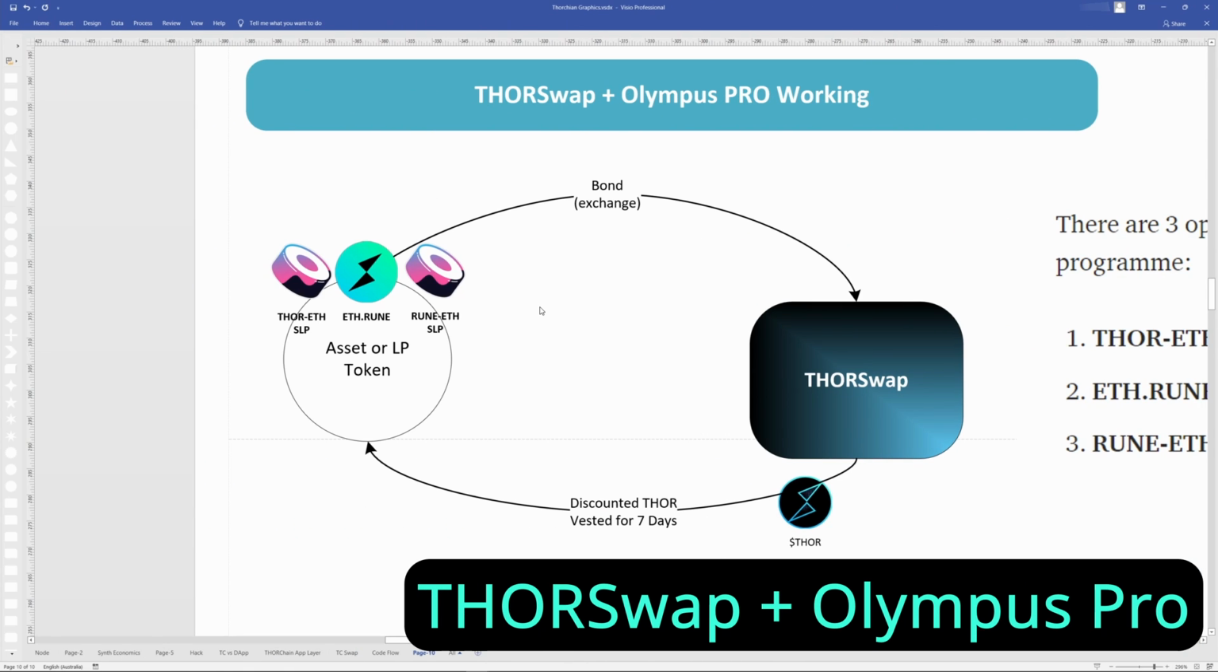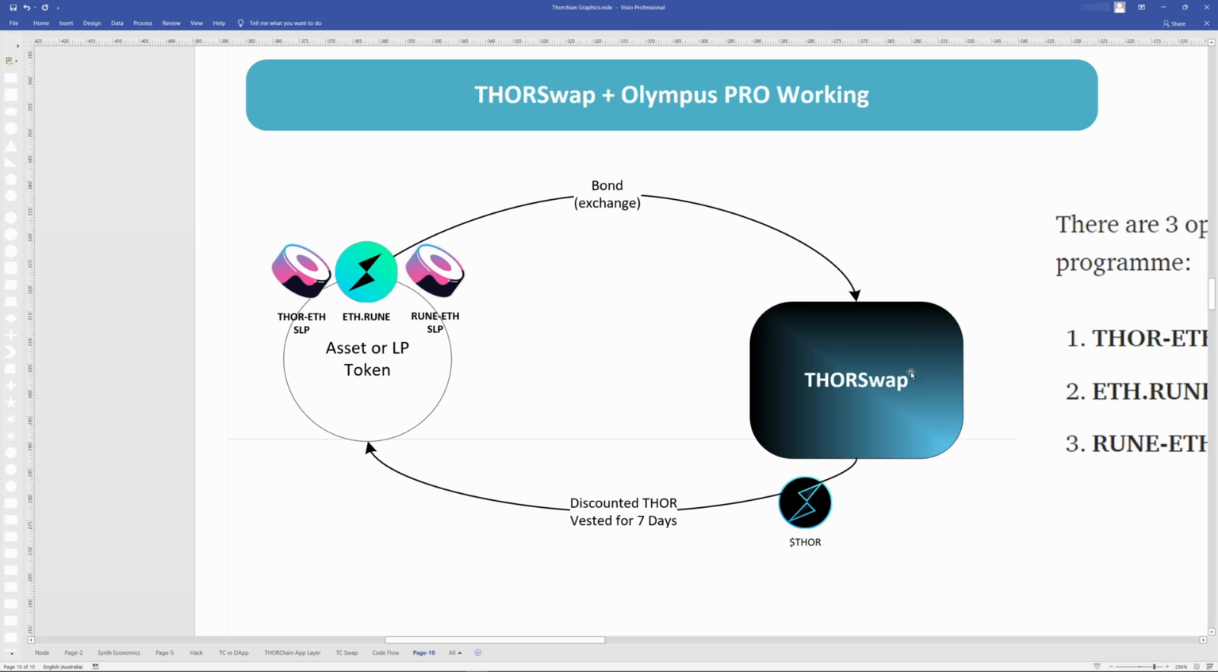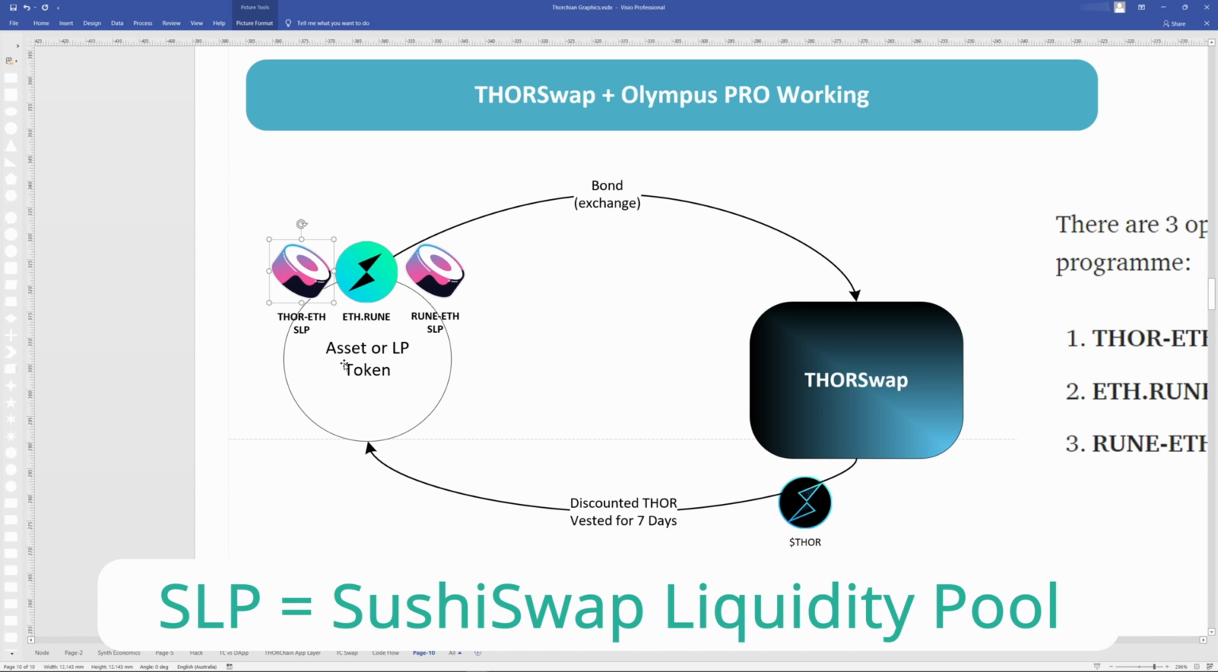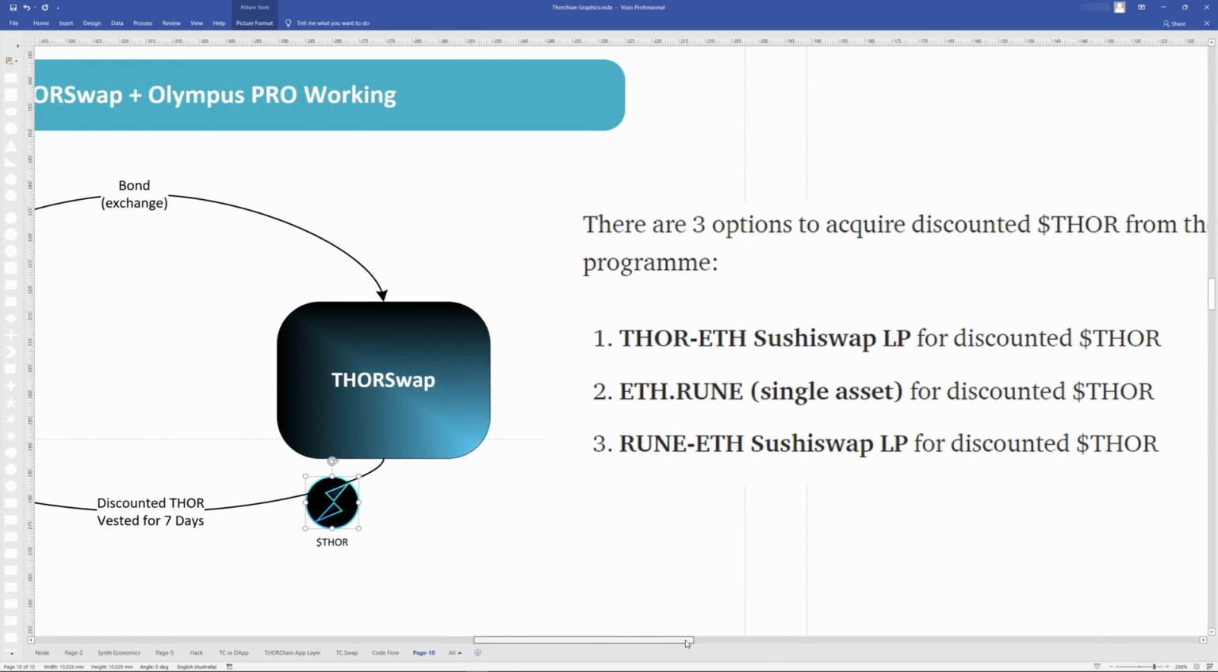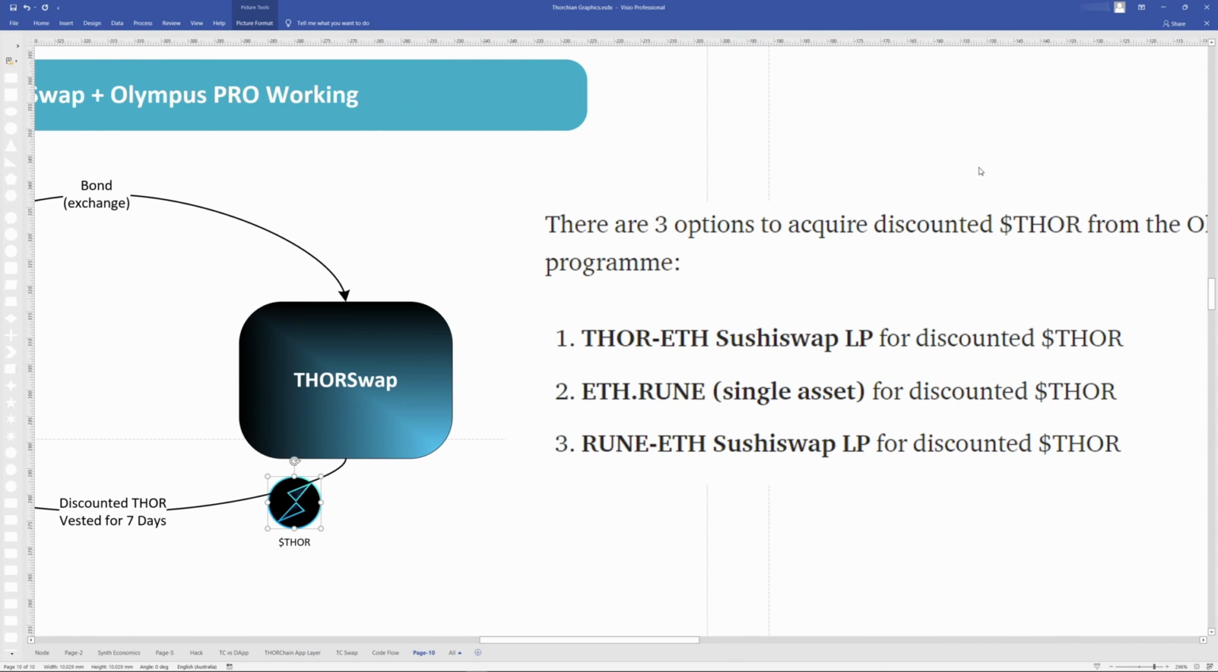So have a look at the THORSwap and Olympus Pro partnership. There are 3 specific assets or tokens that can be bonded in order to get cheap Thor, and this will be vested over a 7-day period, so you can't access it until 7 days after you've bonded in. And that, again, is to prevent quick selling. So there are 3 assets that can be used. This is the Thor ETH Sushi Liquidity Pool token, the native ERC20 ETH.Rune, and then the Rune ETH Sushi Liquidity Pool token, and they can all be bonded in to THORSwap in exchange for discounted Thor. And that aligns to the 3 options that you can get for discounted Thor.